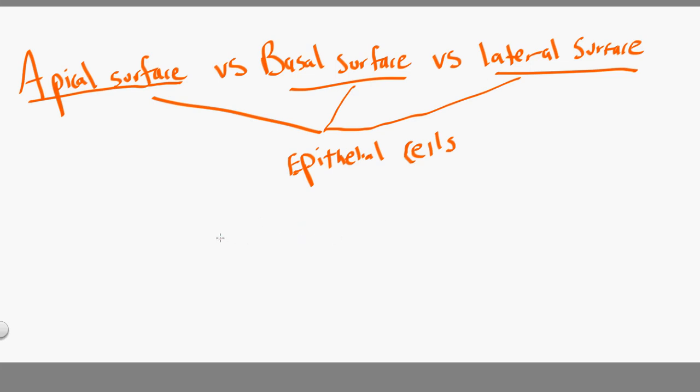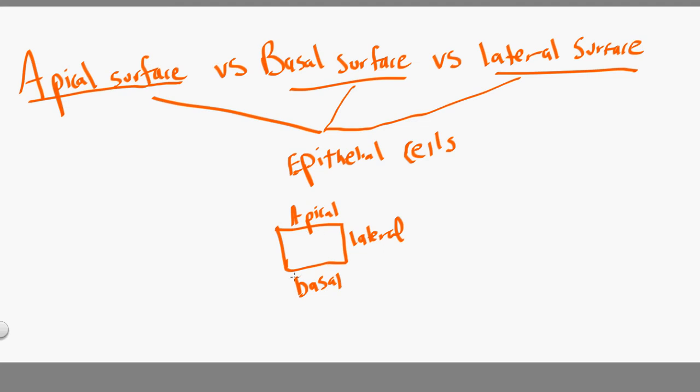Now, it's a very simple concept. If you have one epithelial cell, let's just make a little box here. This is an epithelial cell. The top layer is the apical surface. The top, what it's standing on there. The side layer is the lateral surface. And the bottom layer is the basal surface.